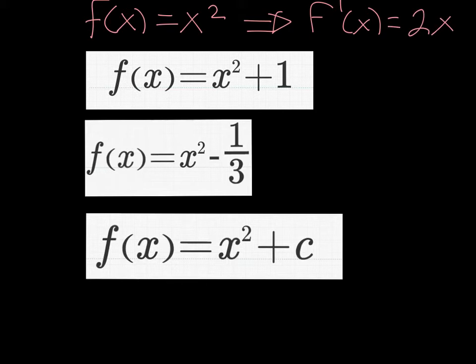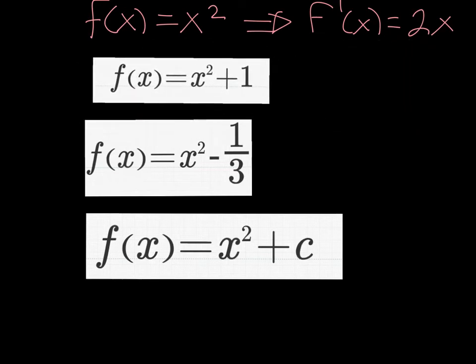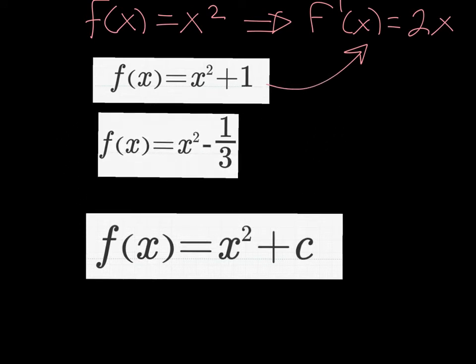But think about this. What if the function is x squared plus 1? What will be the derivative of that function? The derivative of that function will be again 2x. And what if the function is x squared minus 1/3? The derivative of that function will be as well 2x. So we know that the antiderivative of the function is x squared plus c, where c is an arbitrary constant that can take any value.